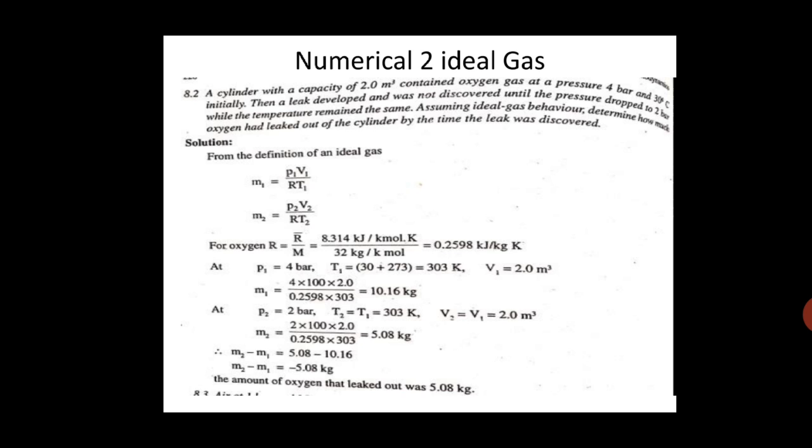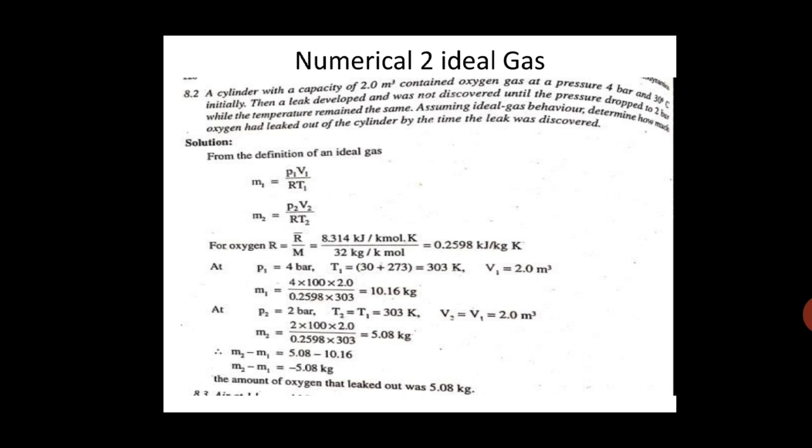So using the same relationships as we have seen in problem number 1, that is PV is equal to MRT for initial condition as well as final condition, and you will find the gas constant R, that is the universal gas constant divided by the molecular weight. For oxygen, O2 is 16 into 2, so molecular weight is 32. So R is equal to 8.314 divided by 32. We get this as 0.2598 kilojoule per kg Kelvin. We have first found out the R for oxygen.